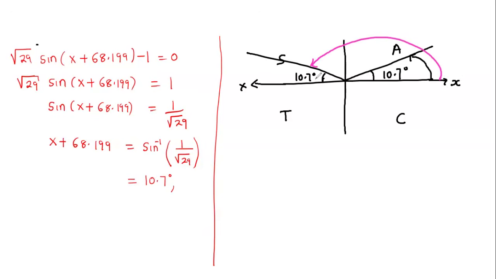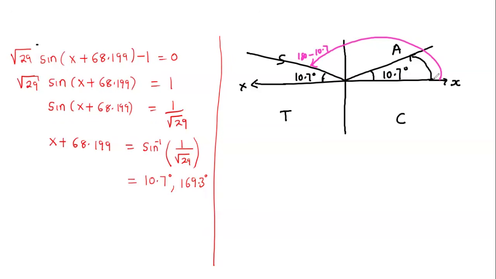So this angle here is going to be, since this line is 180, we shall say 180 minus the 10.7. So what answer will you have? That is going to be 169.3 degrees. So I can go on and find other angles.